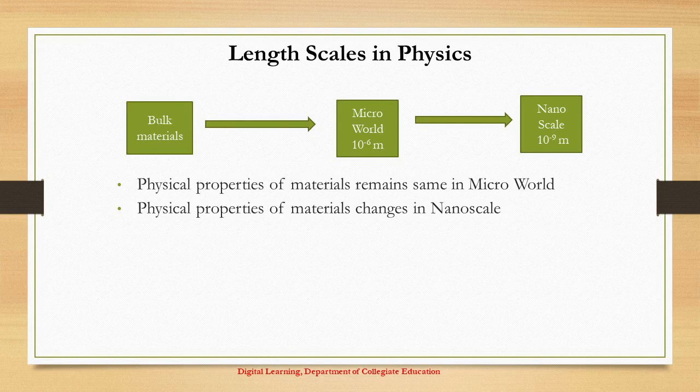This is the figure which shows the bulk materials, which initially are bulk, when they go to the micro world, which is of 10 to the power of minus 6 meter, and the nano scale, which is 10 to the power of minus 9 meter, where the physical properties of the materials are going to change drastically.